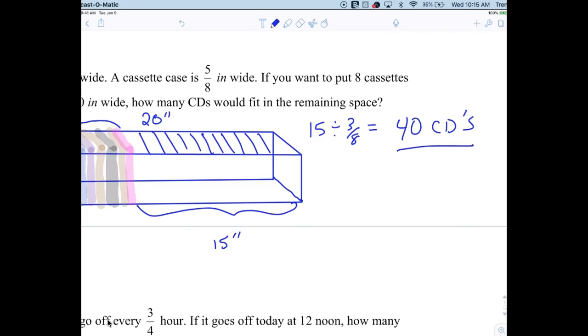I didn't read it all the way, so I thought it was 20 inches. Yes, I'm okay with that. Now, that's why I'm saying it's important. Read carefully. All right, read carefully. You okay? Any questions? All right, let's try the next one now.